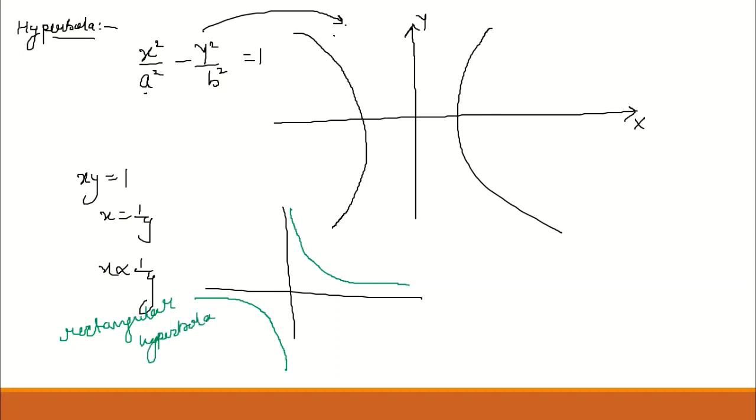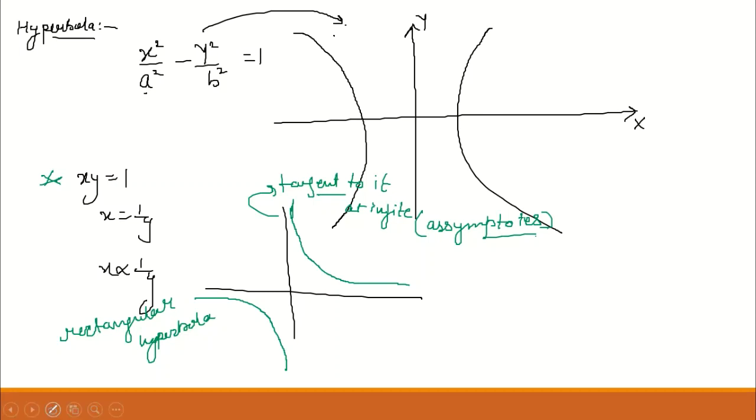In the rectangular hyperbola, the x-axis and y-axis are said to be tangent to it at infinity. They are not meeting here, so they are meeting at infinity, right? The tangents which are meeting at infinity are said to be asymptotes. We will not bother about these words, asymptote, tangent. We all learn these things in maths, but these are a little bit helpful in physics as well.